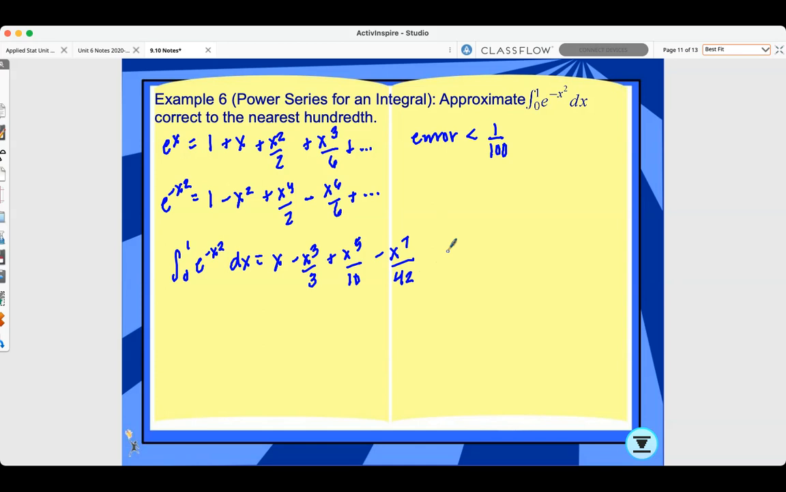And 1 over 216 is less than 1 over 100. So I would stop there because my next term would be the error. We want less than that. So now you need to plug in just the upper bound, because if I plugged in the lower bound 0, that would just give me 0. So I'd have 1 minus 1/3 plus 1/10 minus 1 over 42, which is about 0.743.